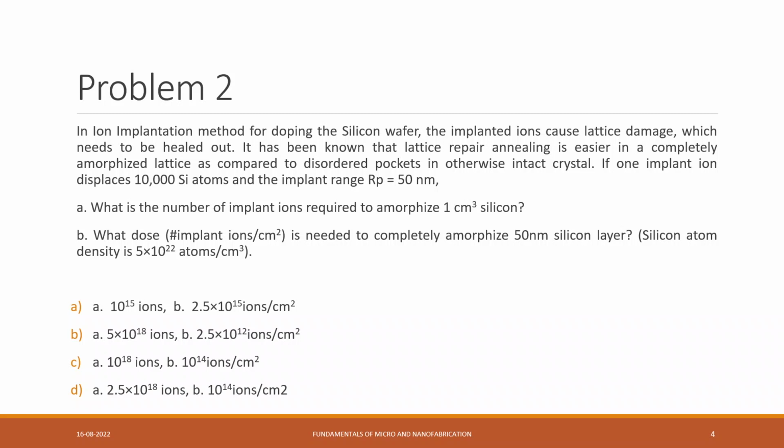Okay, let's do it. The given is we have 5 into 10 to the power 22 atoms per centimeter cube. In 1 cubic centimeter, we have 5 into 10 to the power 22 atoms of silicon. So to displace this amount of atoms, we need, okay, you must have done it.